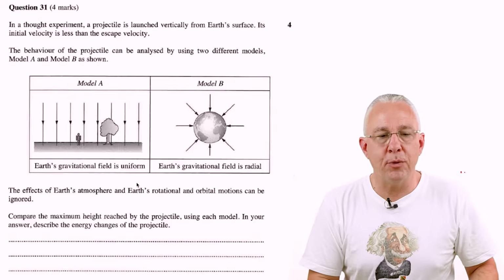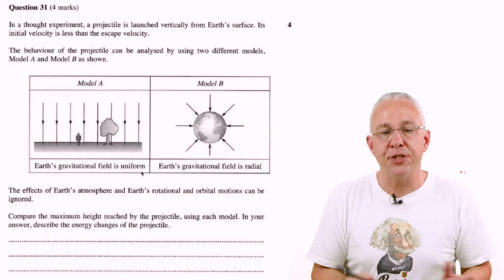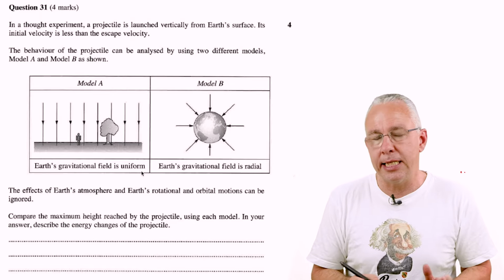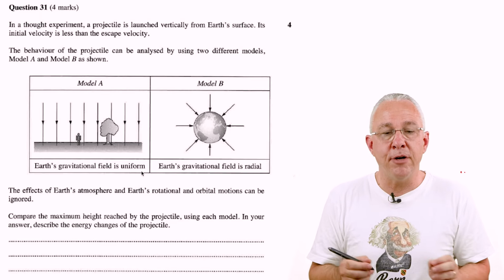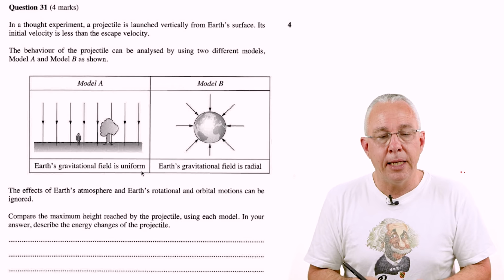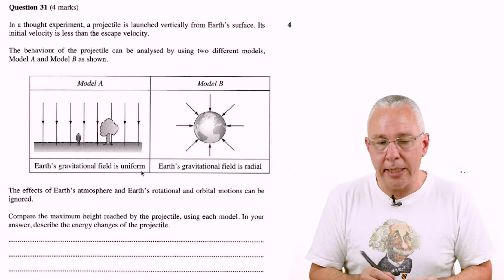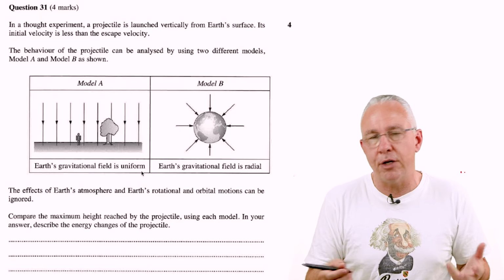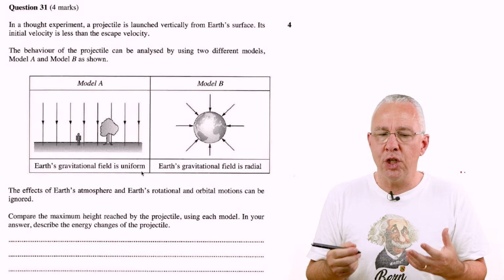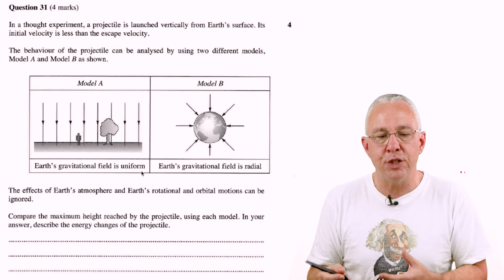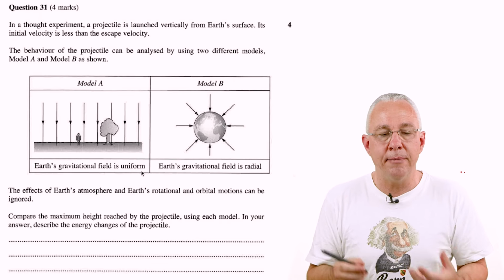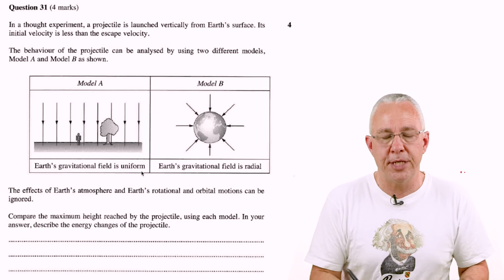And now let's have a look at question 31. It says a thought experiment: a projectile is launched vertically from Earth's surface and its initial velocity is less than the escape velocity. Now the behavior of the projectile can be analyzed using two models, model A and B. We're basically ignoring the Earth's atmosphere and any rotational or orbital motion as well. And we're asked to compare the maximum height reached by the projectile using each model, and in your answer, describe the energy changes of the projectile.